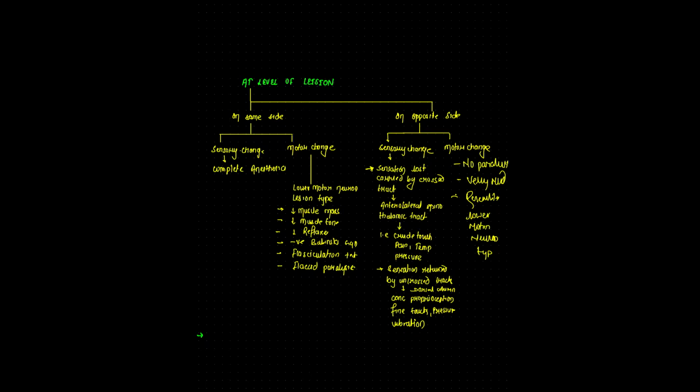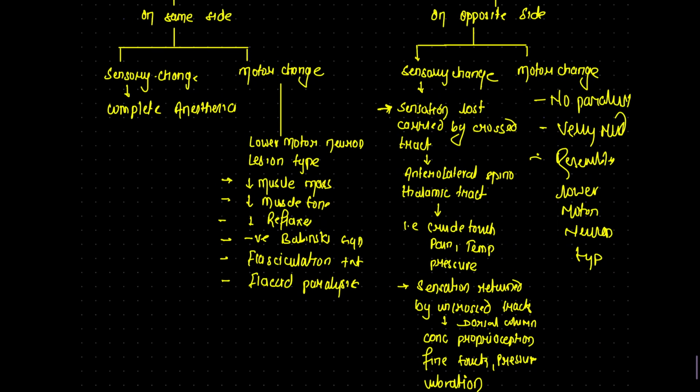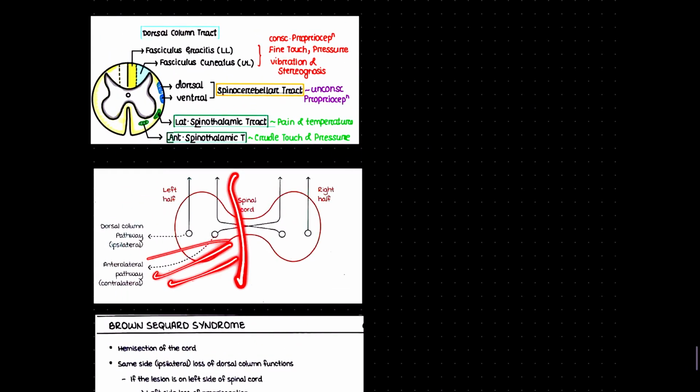The lower motor neuron is directly connected to muscles. As there will be no innervation to muscles, there will be atrophy, a decrease in muscle mass, a decrease in tone, and decrease in reflexes. Babinski sign will be negative, as we have discussed before. There will be fasciculation, twitching of muscles, and flaccid paralysis. This was about the same side at the level of injury.